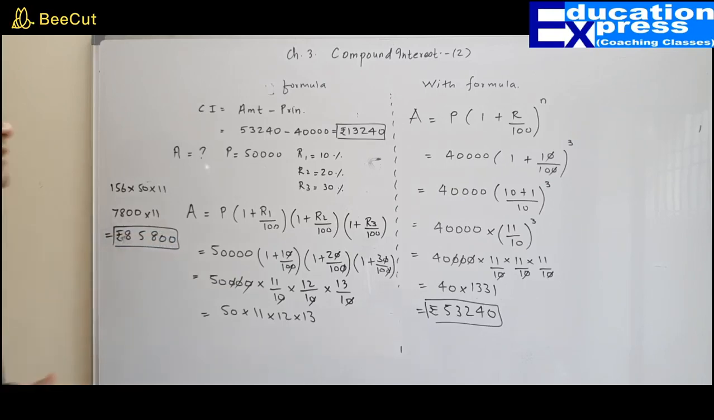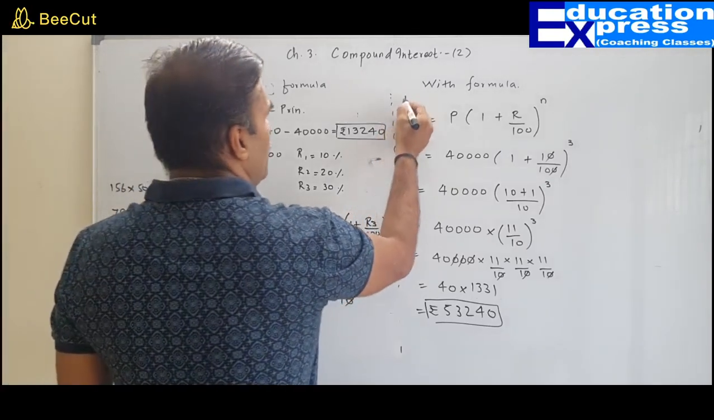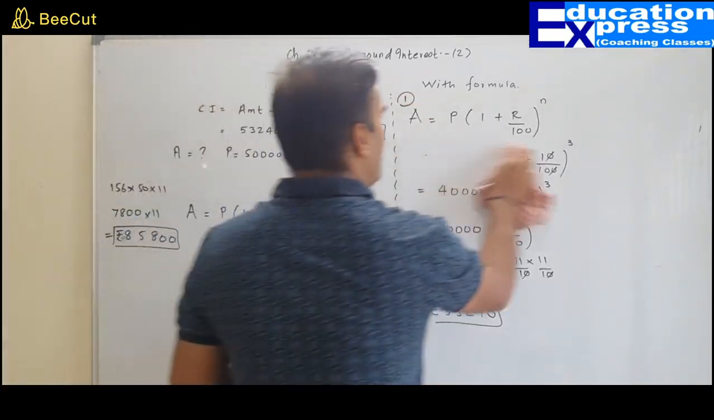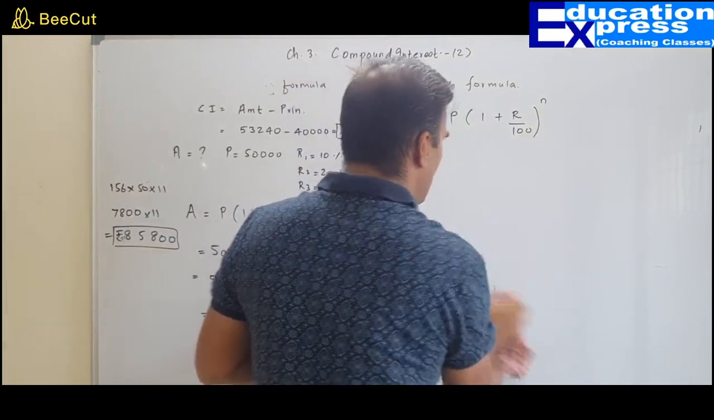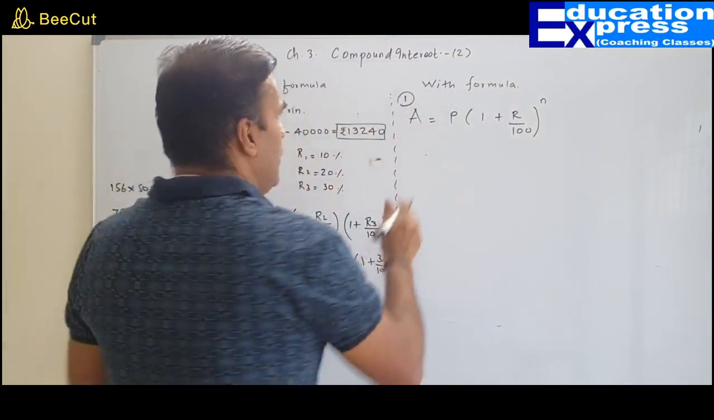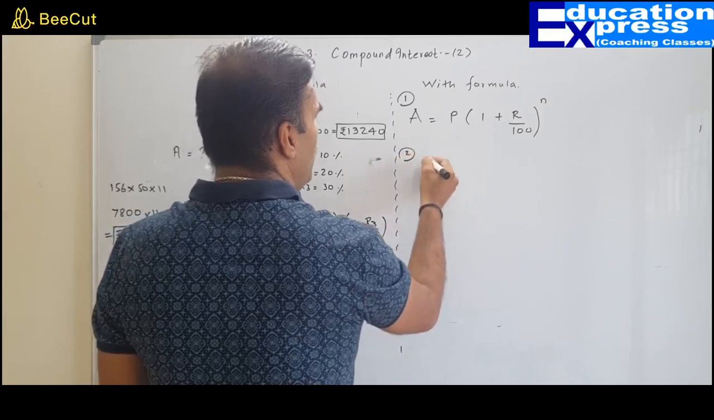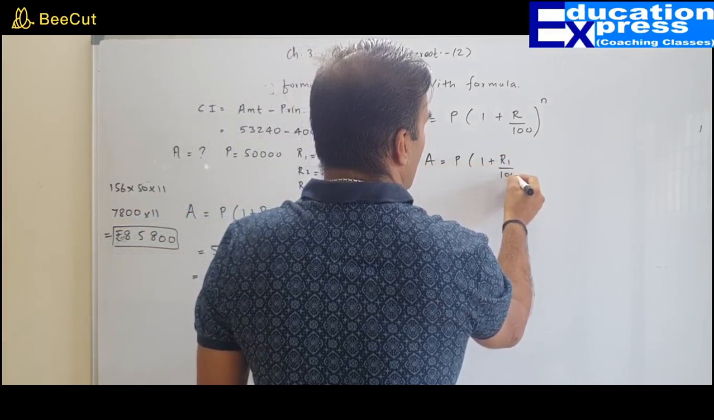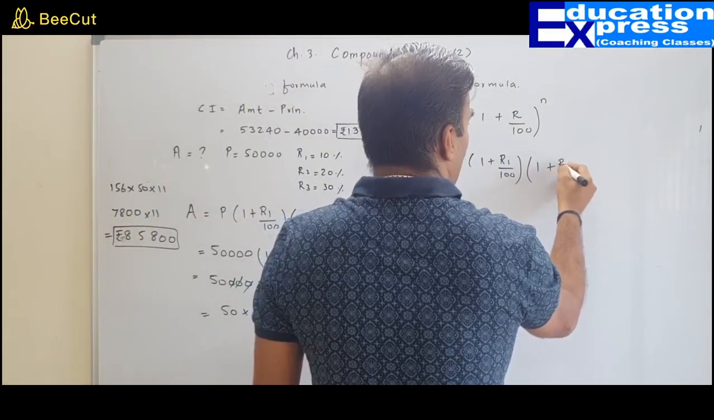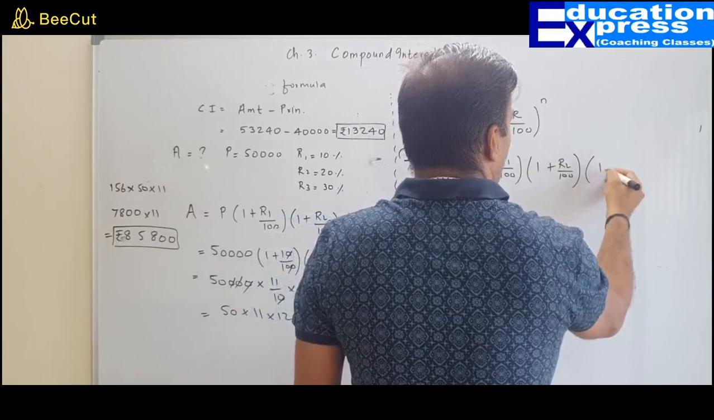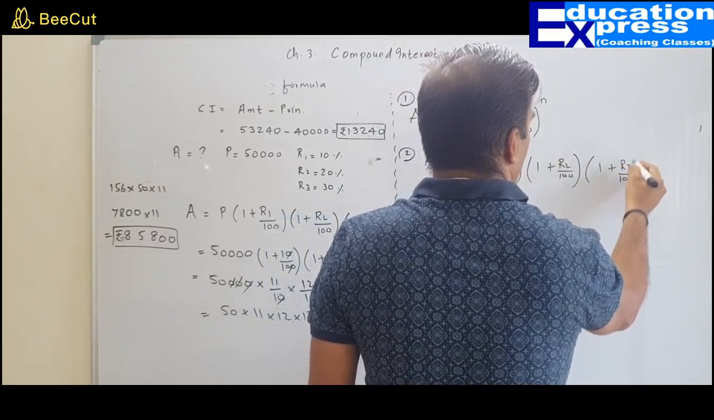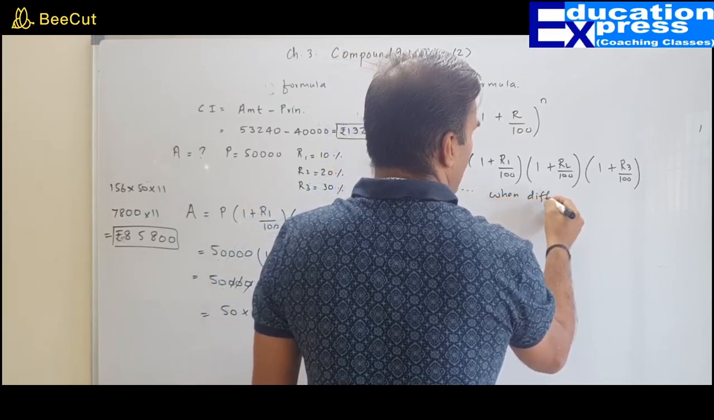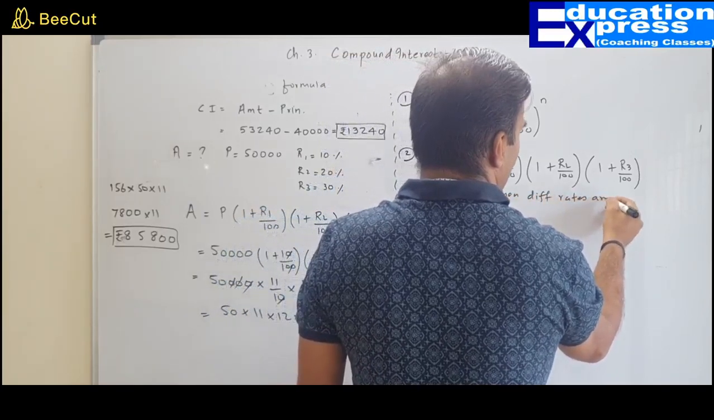So my dear friends, the first formula that I had given to you is this one. The second formula that you should note down in your book is very, very important. Kindly note down the formulas in your book. While watching the video also, you can note down A equals P into 1 plus R1 upon 100, into 1 plus R2 upon 100, into 1 plus R3 upon 100. This is when different rates are given.